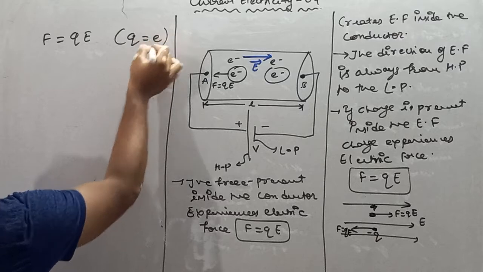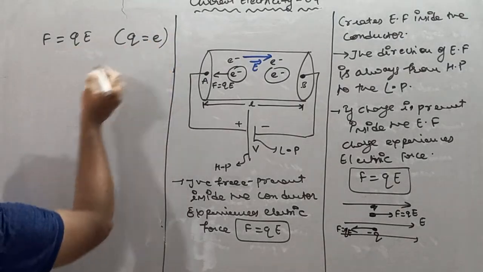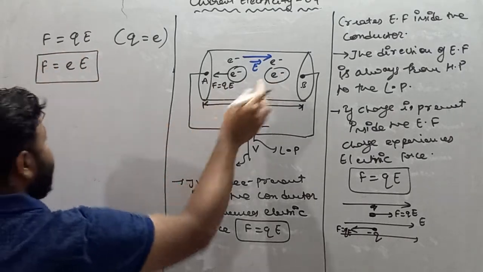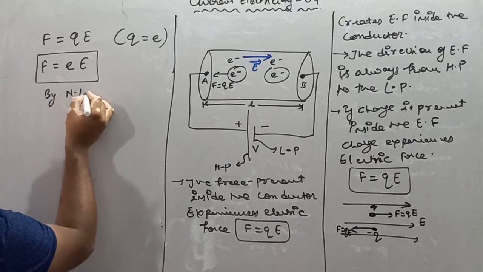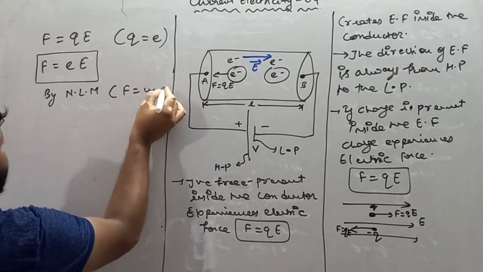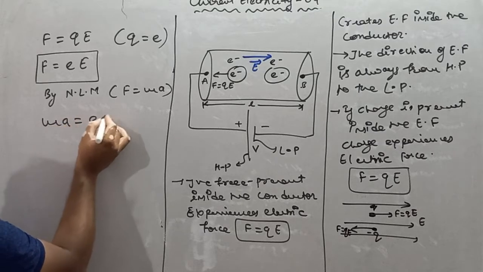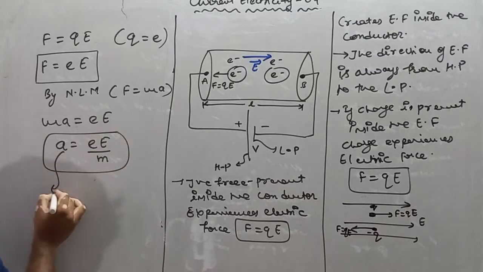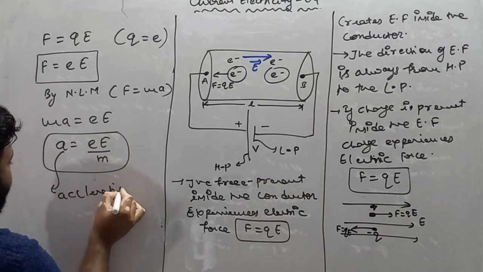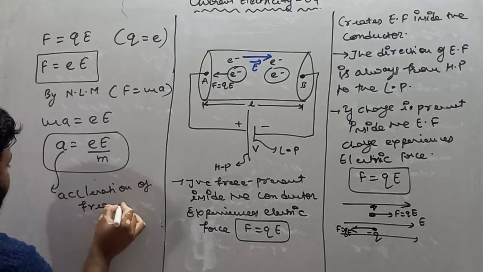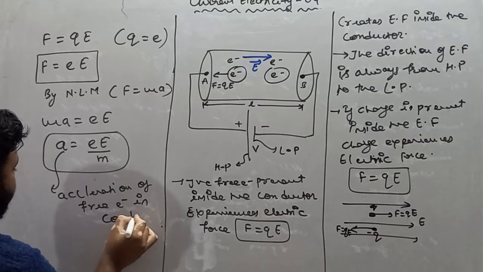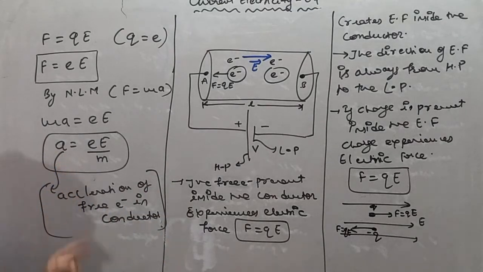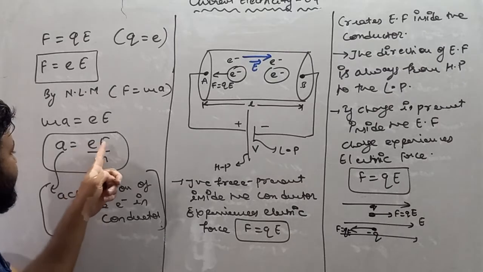Now see, the charge on an electron is nothing but e. So instead of Q, we'll write e. So F equals eE. Now we know that each electron carries the same mass. So by Newton's law of motion, F equals MA. So MA equals eE, so a equals eE by m. So this is nothing but, my dear student, the acceleration of a free electron in a conductor. Acceleration of free electron in conductor is eE by m.